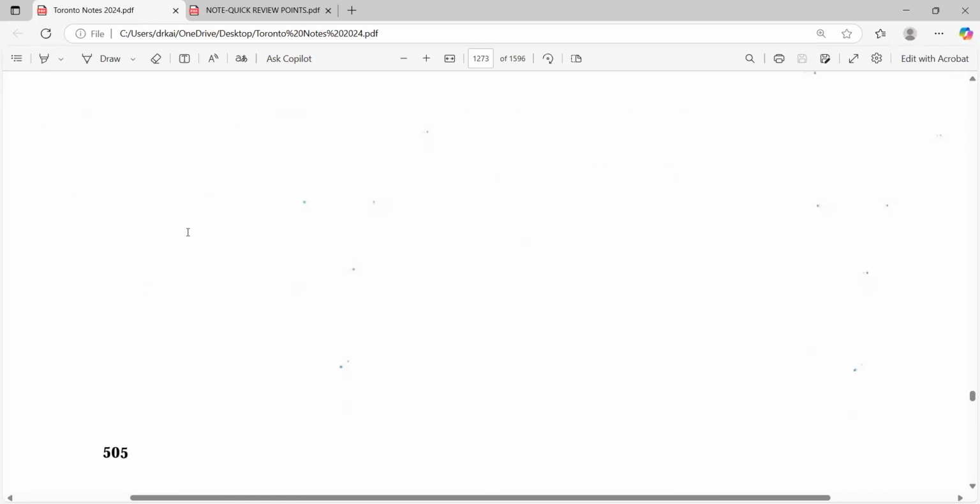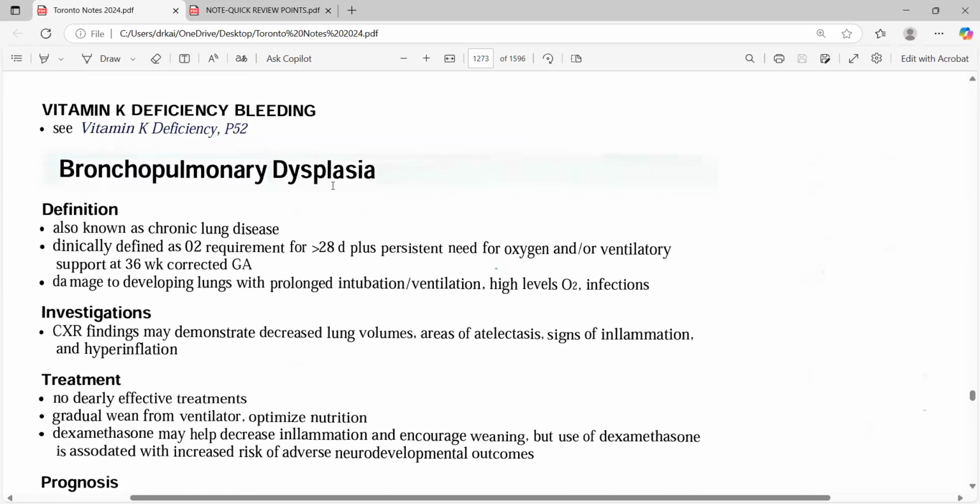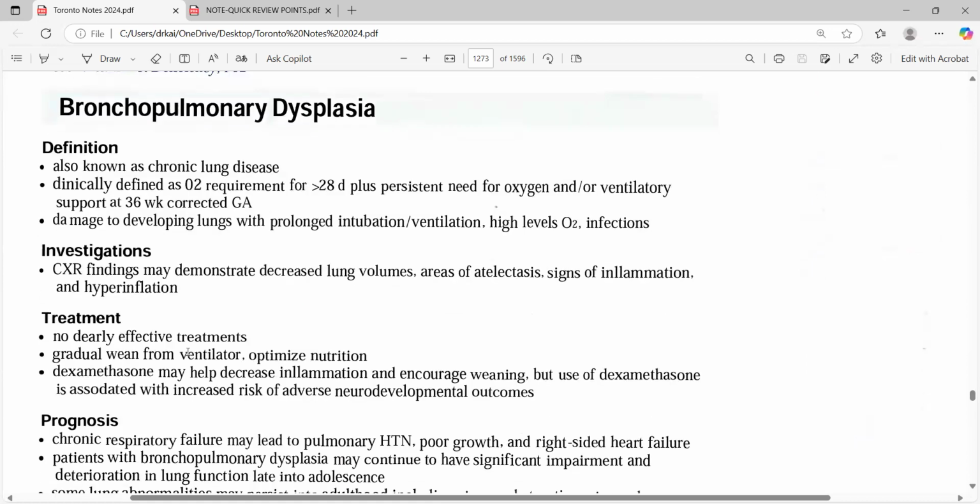Let's do this topic and then we can start cyanosis from tomorrow. So bronchopulmonary dysplasia, also known as chronic lung disease, is defined as oxygen requirement for more than 28 days. So basically you give oxygen or ventilatory support at 36 weeks corrected gestational age and going for more than 28 days. Then damage to the developing lungs. So you do the chest X-ray, no clearly effective treatment, only the ventilator. Dexamethasone should be given and checking for the lung development.